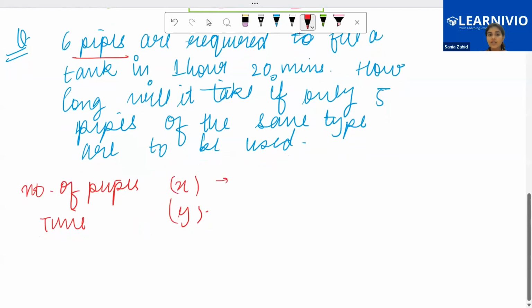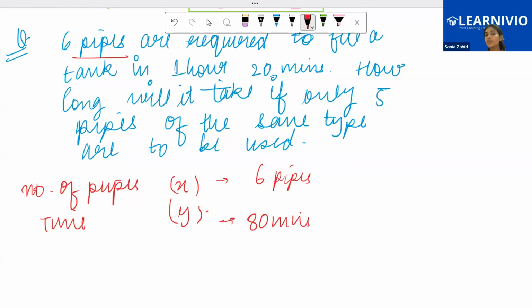This is y. So when the number of pipes is 6, what is the time that is required? 1 hour and 20 minutes. Just convert it into one value only. Convert it into minutes. You have 80 minutes. So when there are 6 pipes, then it is 80 minutes.